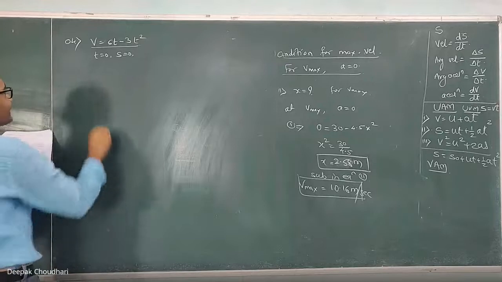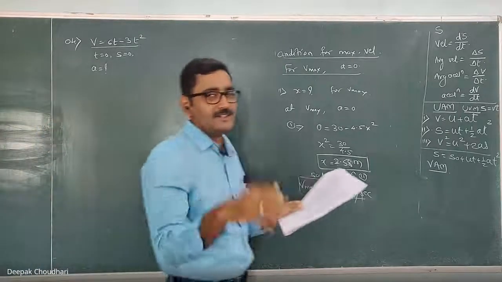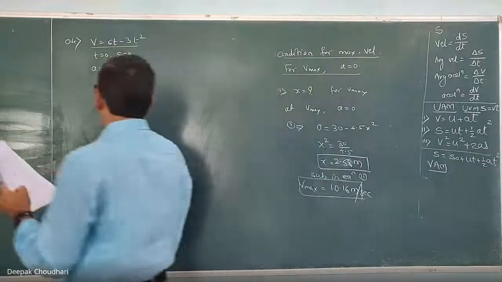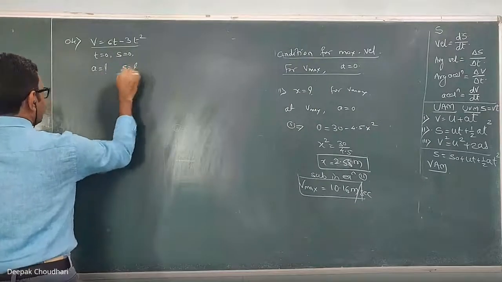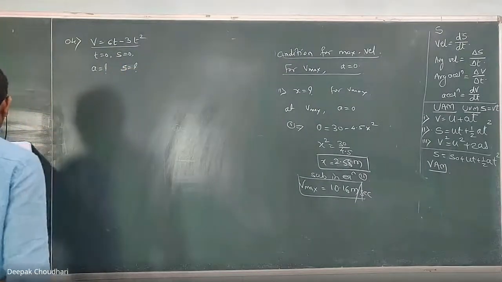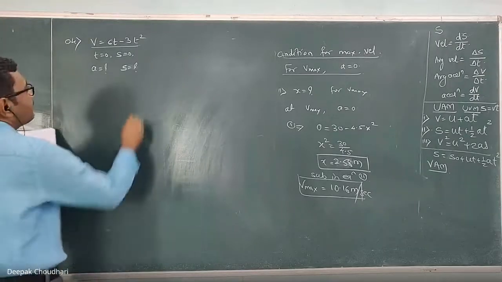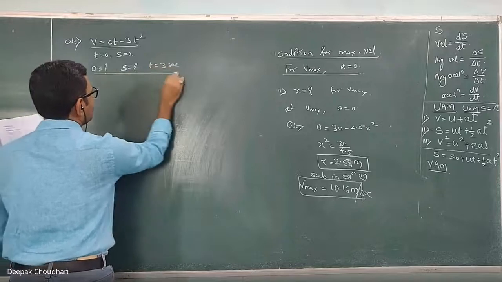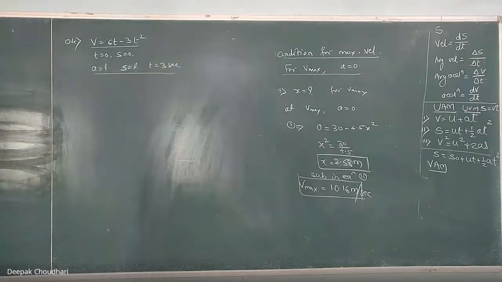Determine the particle's deceleration. This you have to calculate the acceleration. That will come negative. Negative acceleration is known as a deceleration. Determine the particle's deceleration and position. That is s. In the question s is used, so I will also use s. Determine the particle's deceleration and position when t equal to 3 seconds. So at t equal to 3 seconds, you have to calculate this.